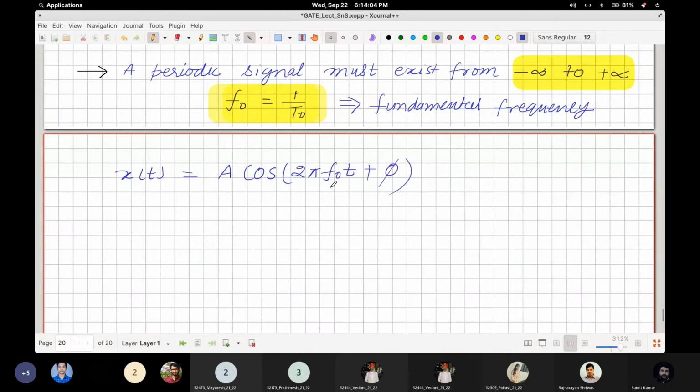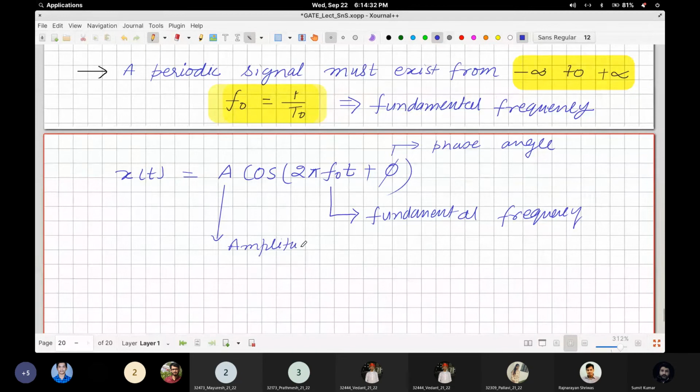Okay, here f naught is what? Fundamental frequency. This phi is what? Phase angle, isn't it? And what is A? Can somebody tell me? What do you call it? Amplitude. Is that clear to everyone?